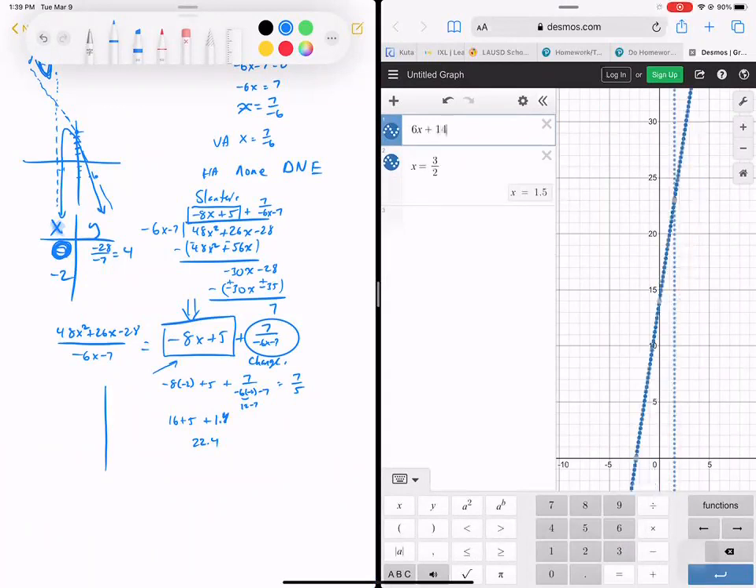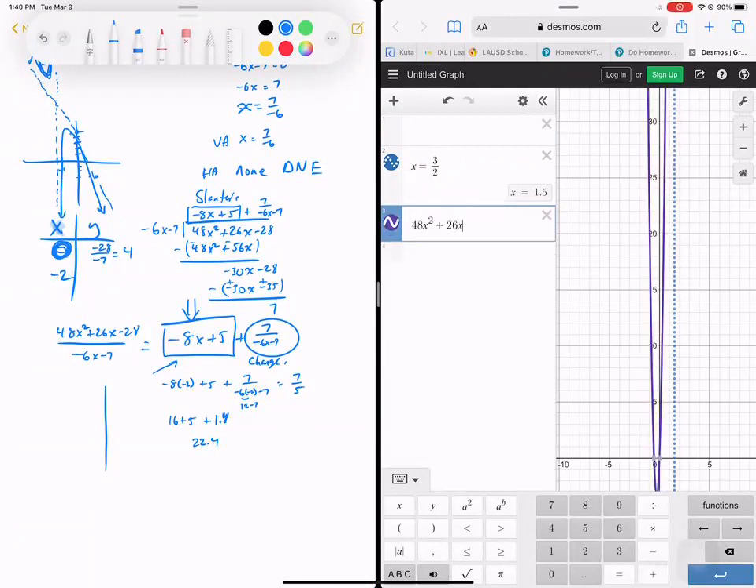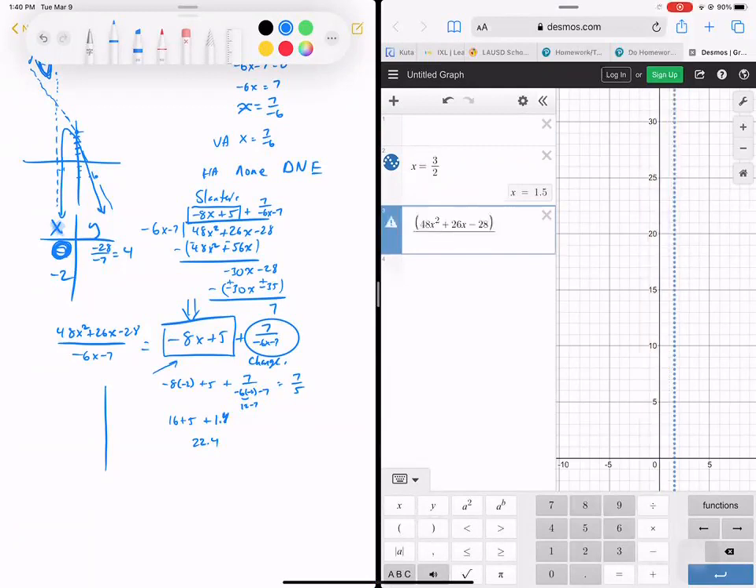I need to clear this. Give me a new one. 48x squared plus 26x minus 28. Parentheses, divide that by negative 6x minus 7. Right, so that's the graph that we have.